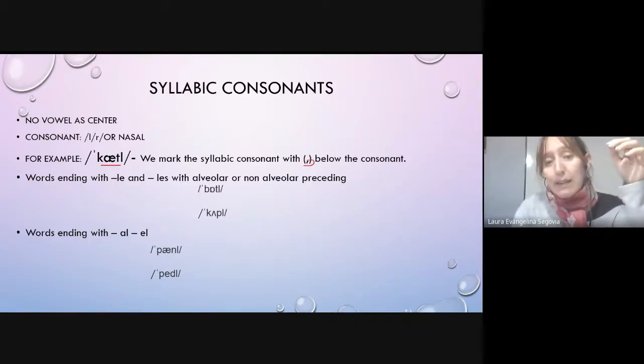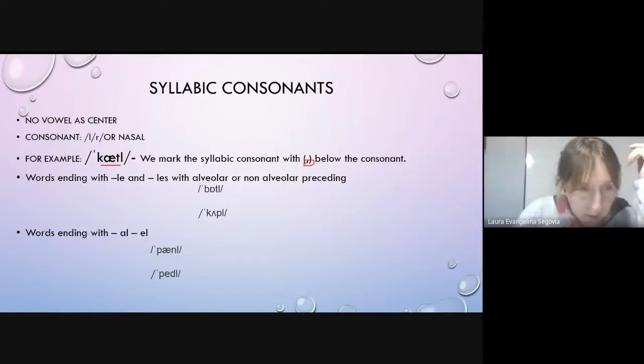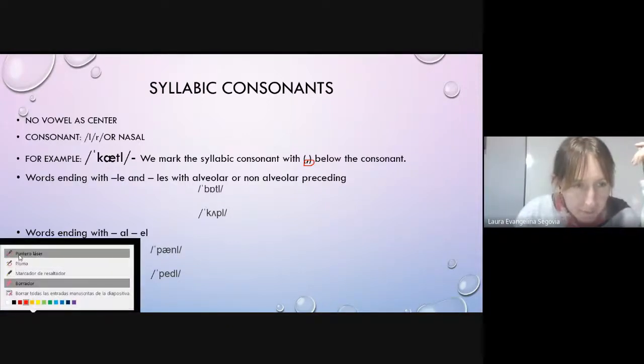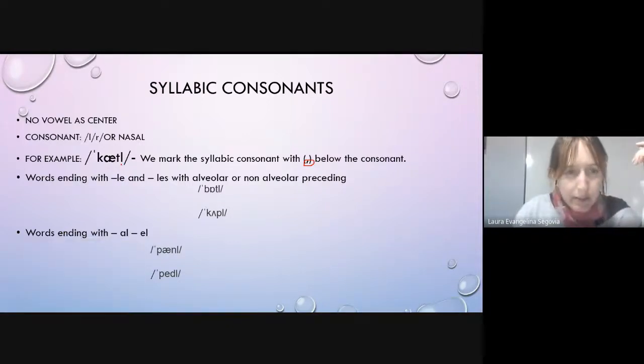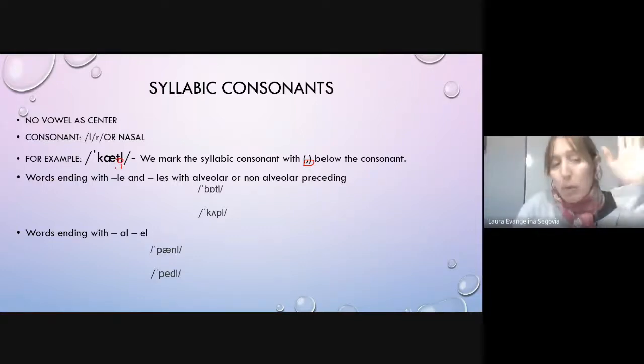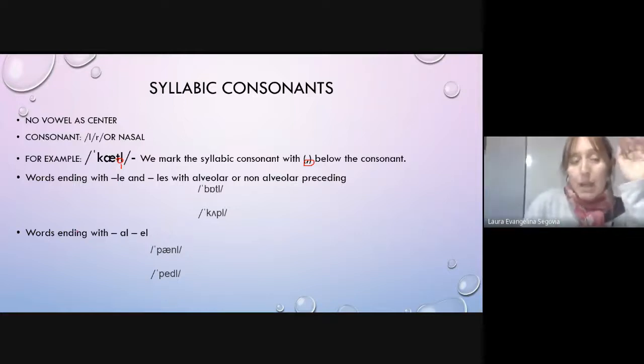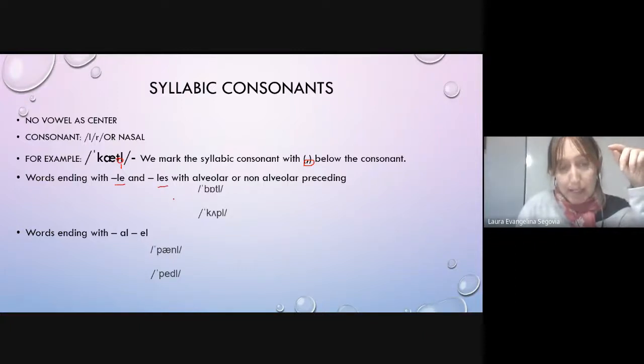How do we mark the syllabic consonant? Well, we have to add a little mark below the consonant. That is here. Wait, I'm going to erase what's here, otherwise it won't be understood. Here, cattle. We need a schwa in the middle, but we don't have it because we can say cattle. Words ending with this spelling and this spelling, and alveolar or not alveolar preceding.